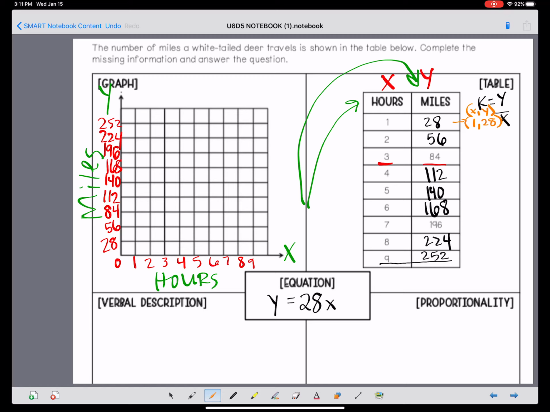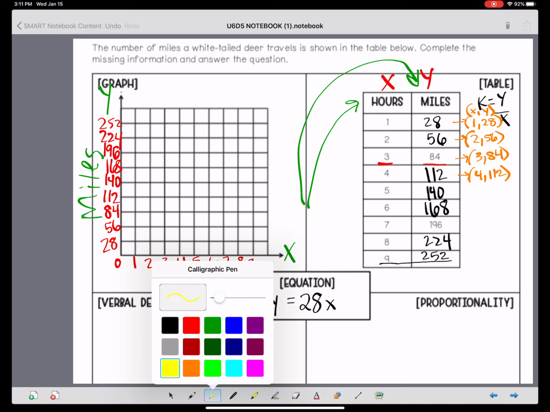That's how you graph these. 2, 56. And you would do that for all of these. 3, 84. 4, 112. And we just go ahead and graph these.